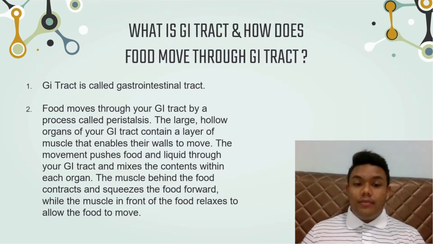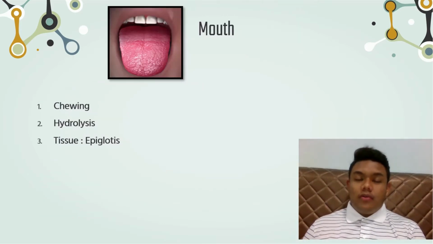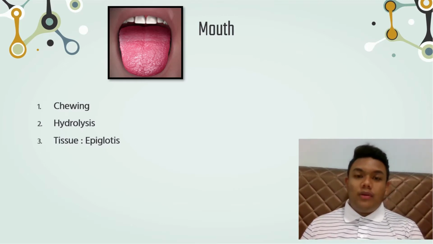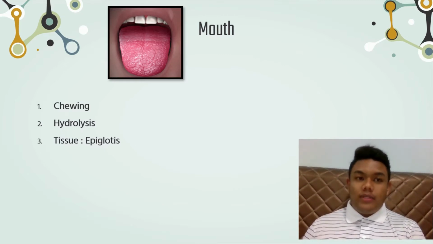The muscle behind the food contracts and squeezes the food forward, while the muscle in front of the food relaxes to allow the food to move. So the first part of the GI tract is our mouth. Whenever we eat, the food will move through our GI tract. In our mouth, two processes can happen, which are chewing and hydrolysis. Chewing is the physical breakdown of the food, and hydrolysis is the enzymatic breakdown of the food.